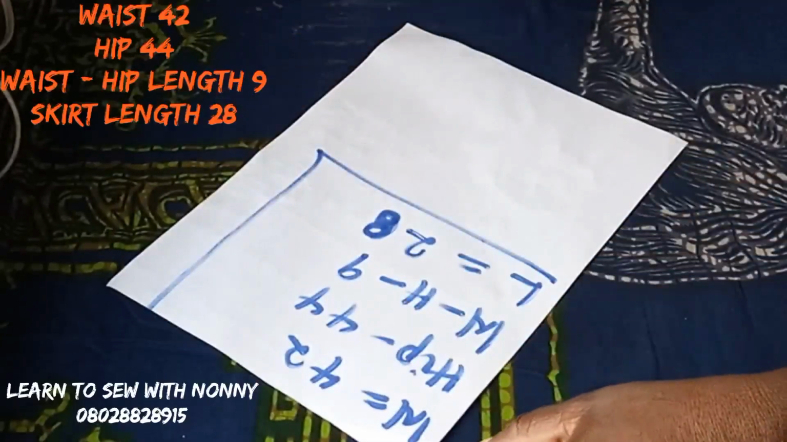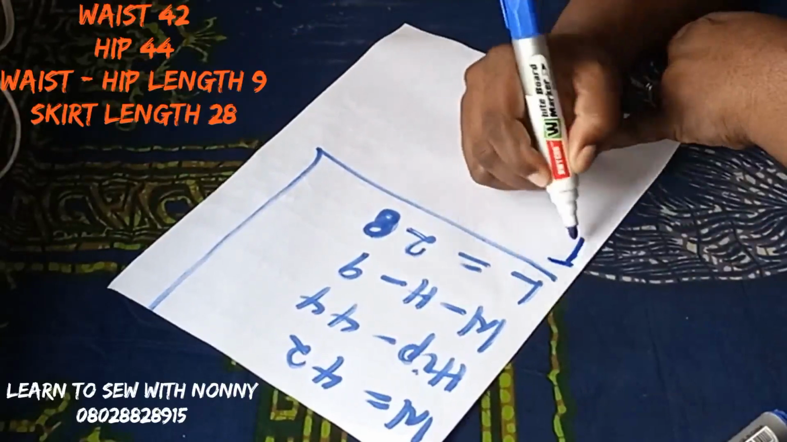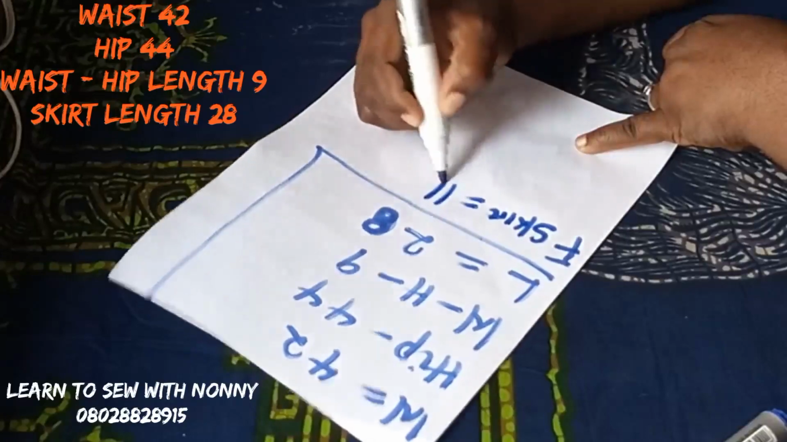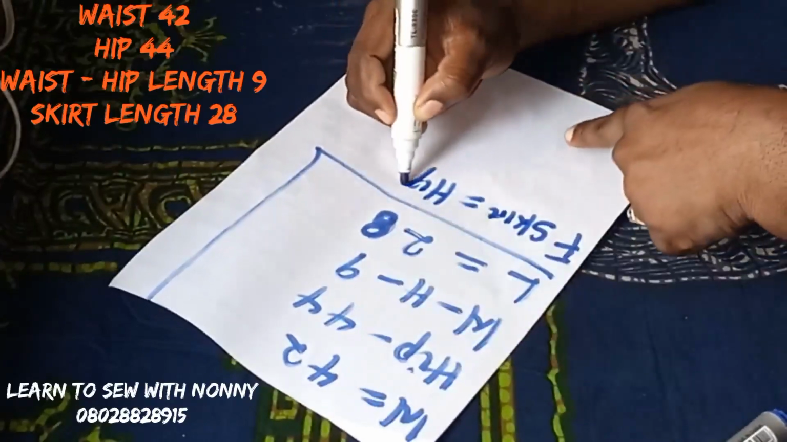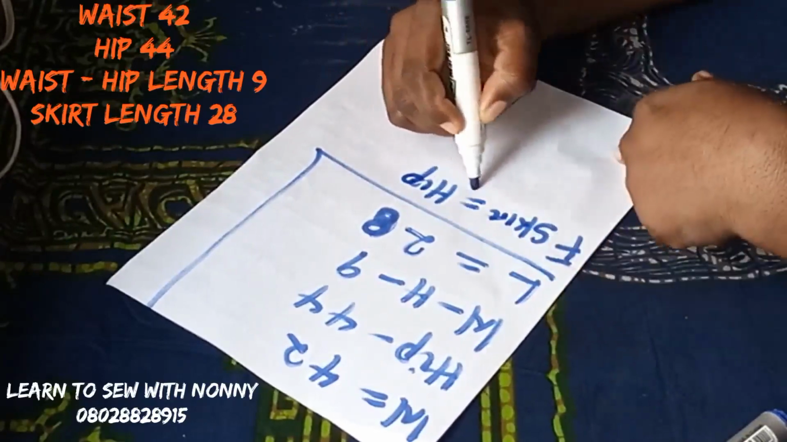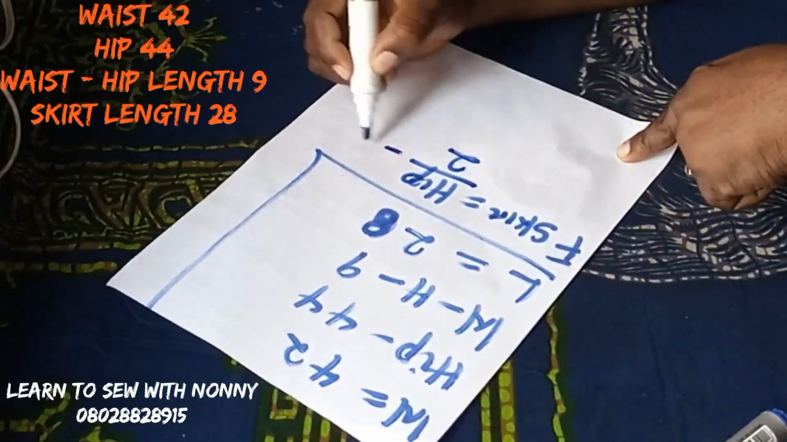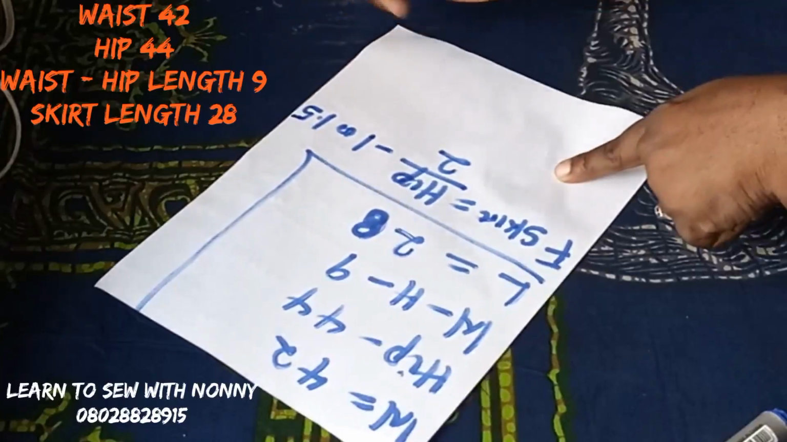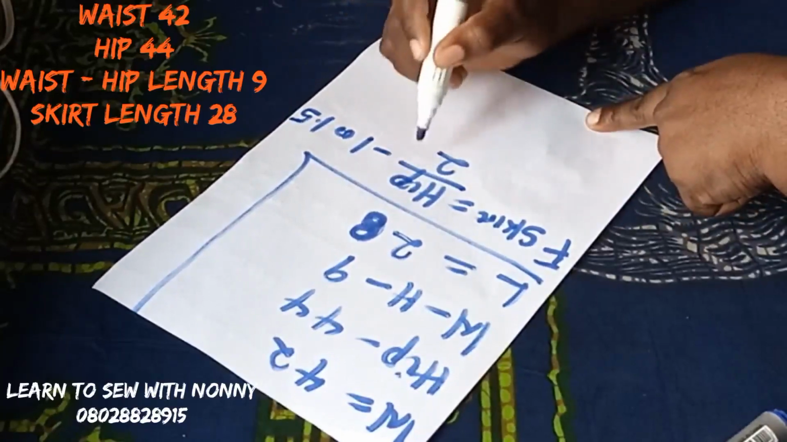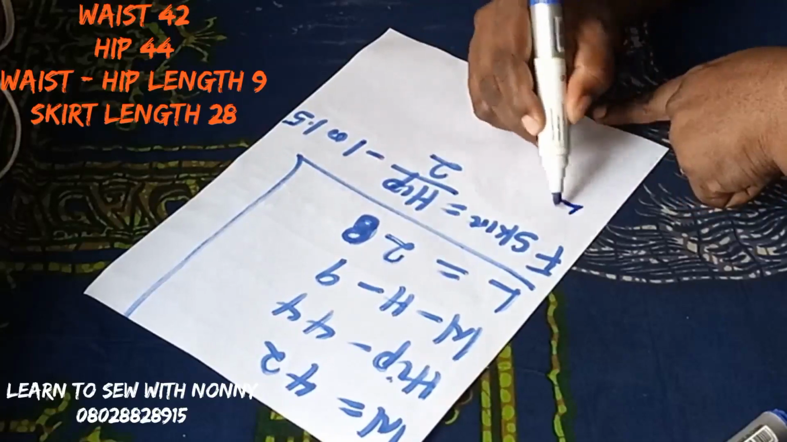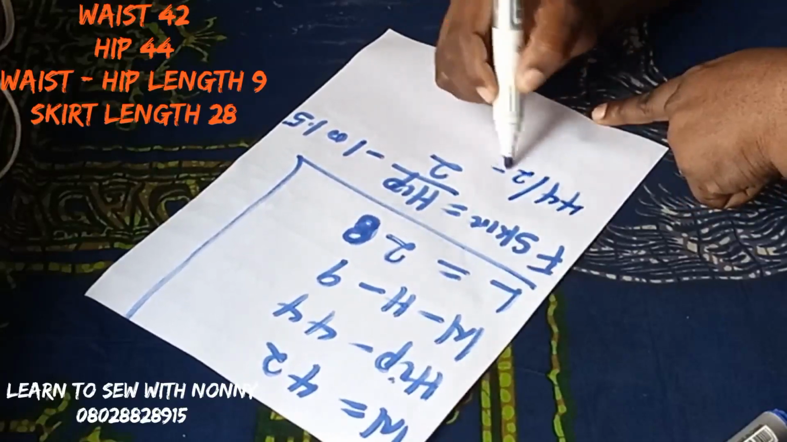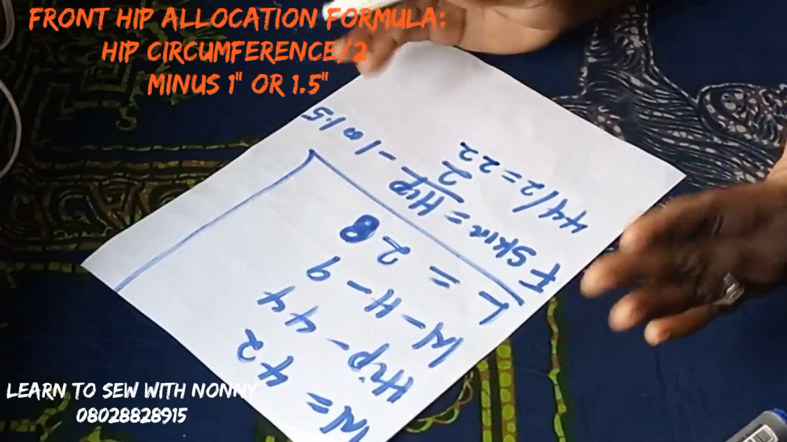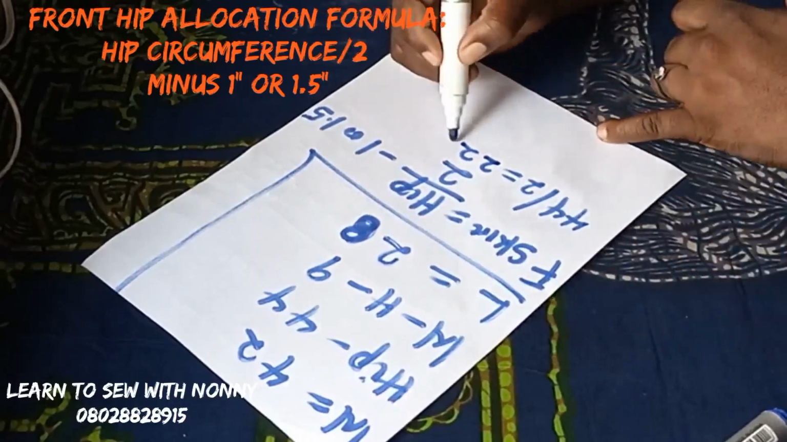So the formula to go about this is for the front, okay, for the front skirt, you're going to divide your hip circumference, that's this hip circumference. You're going to measure your overall hip, okay? So hip divided by 2 minus 1 or 1.5. Okay, so this is how to derive your front hip. Now my hip is 44, divided by 2 is 22. Okay, so that's what I would have used for the front and the back, but the back is bigger than the front, so I'm going to subtract 1 inch.